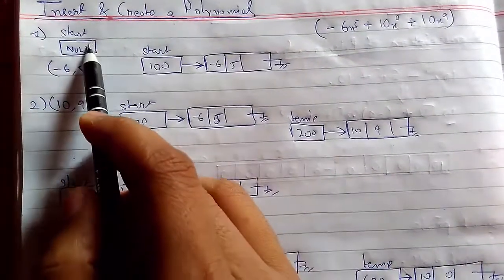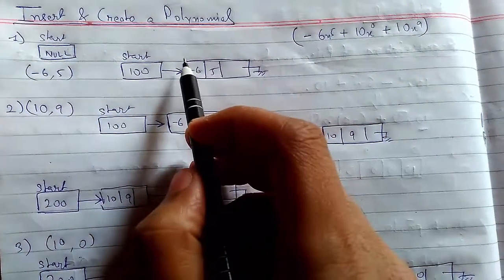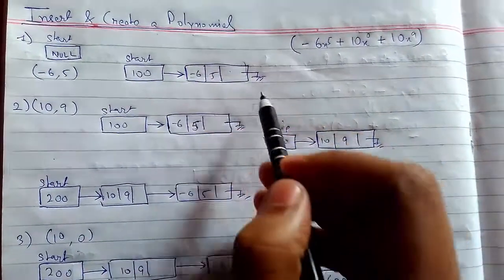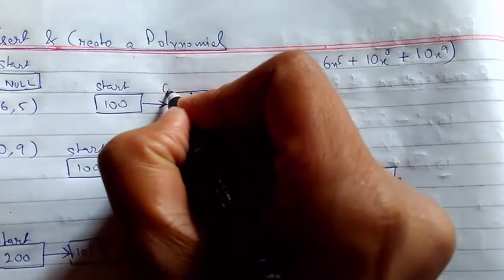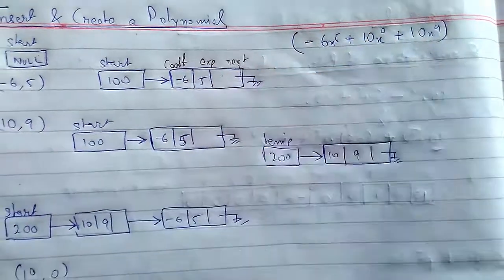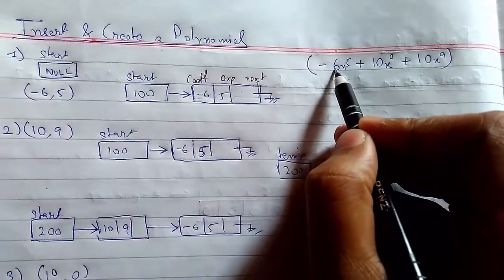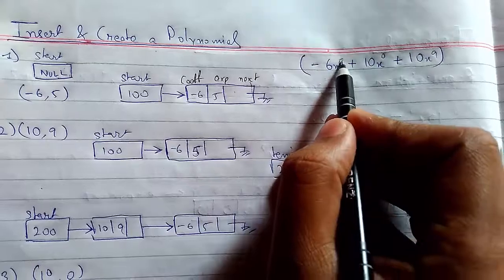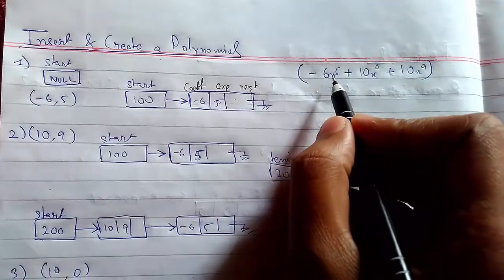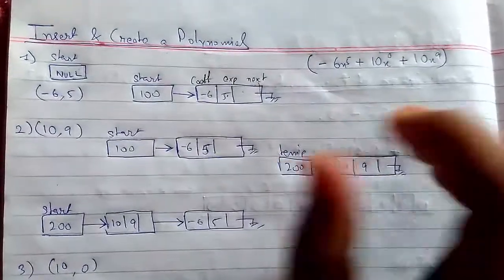First of all, our start is null. We have already seen the structure for our node. This is the coefficient part, this is the exponent part, and this is the next part. After that, first we'll insert this part. The coefficient is -6 and the exponent is 5. This is how you store it. The order is that the highest power exponent will be at the first and the lowest will be at last. That is the main thing.